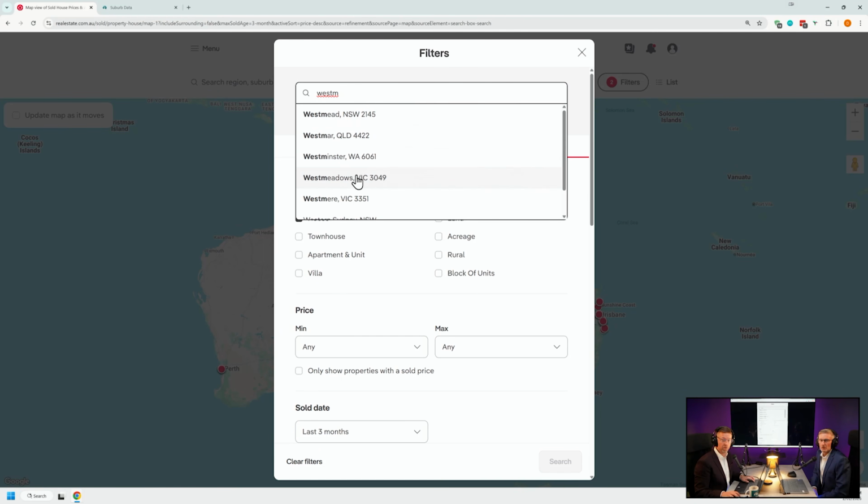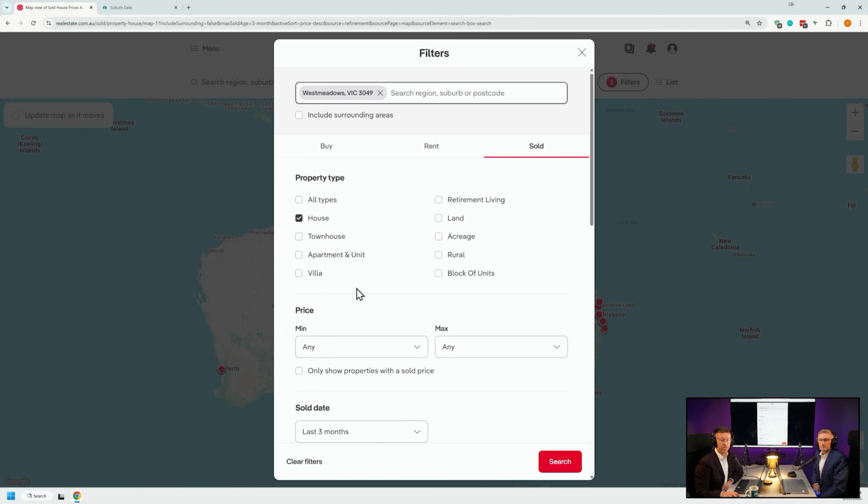This is in Melbourne, Victoria. We'll just go houses. Let's just say the last 3 months. You can go back a little bit further, because if you don't have a lot of sales results, the values potentially may go back a little bit further.